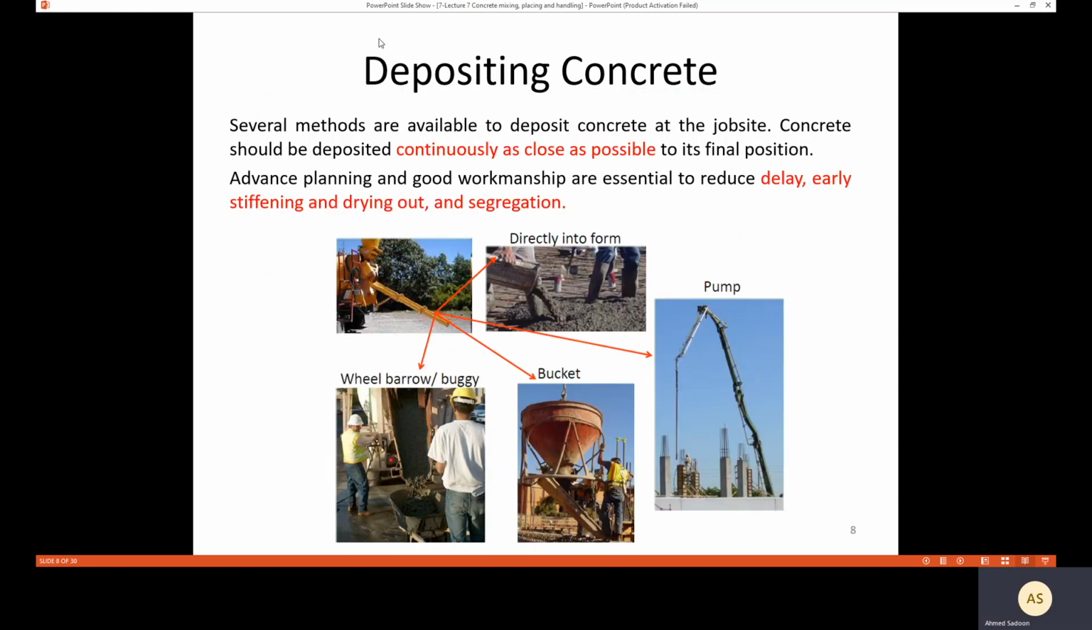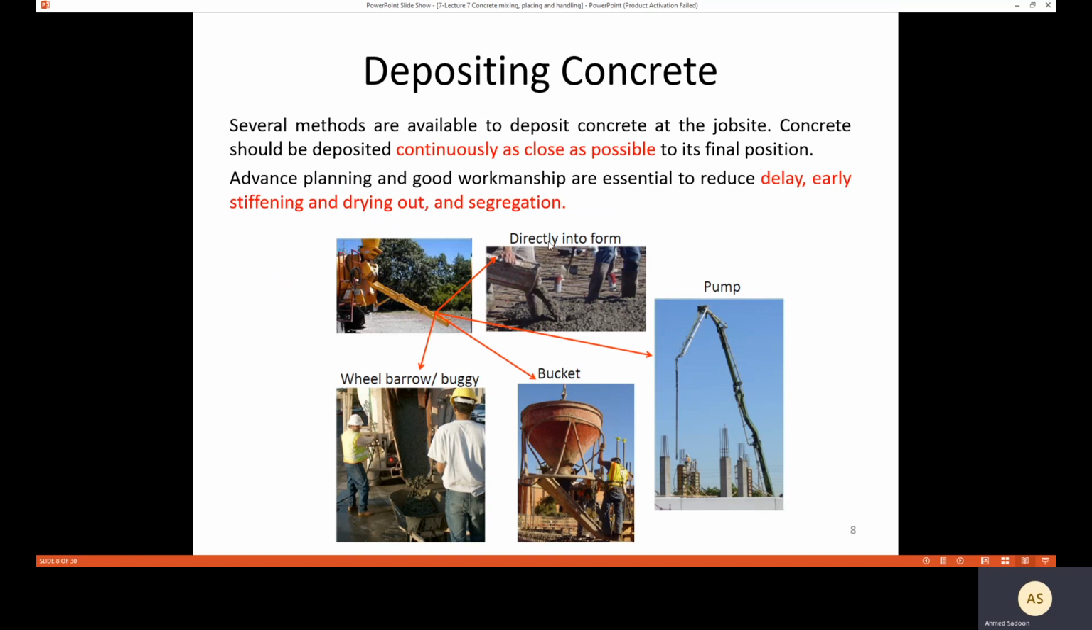Also, regarding depositing concrete, when we deliver the concrete to the job site, we need to deposit the concrete into the structural members, the columns, the beams, the slabs. And we have several methods available to deposit concrete at the job site. Now the concrete has been delivered using the truck. Then how do we deliver the concrete into the structural members? So we have many methods to do that.